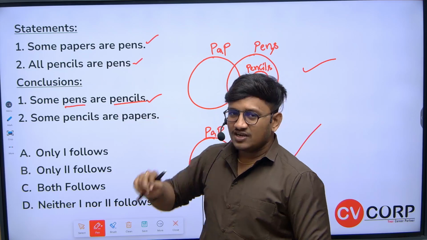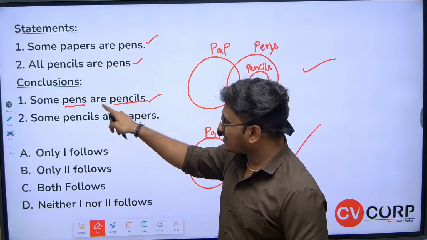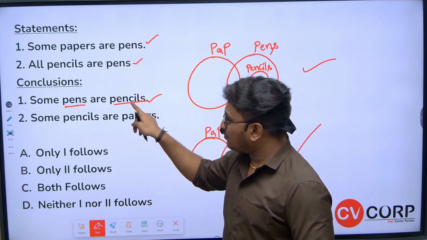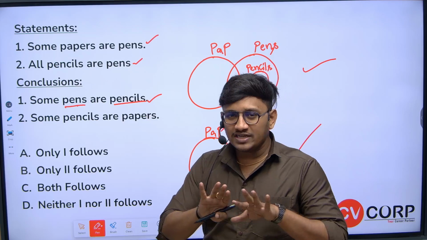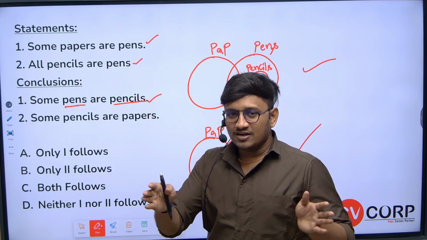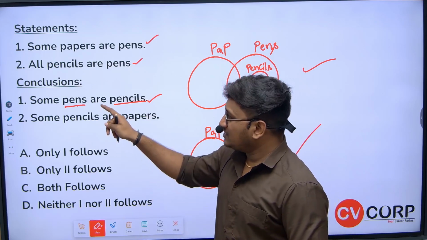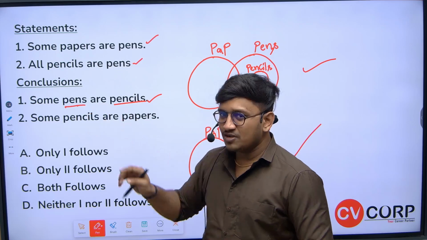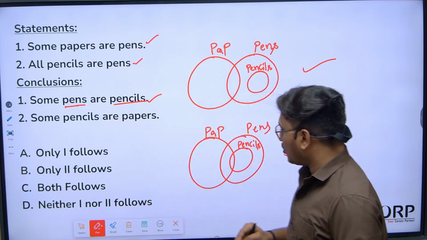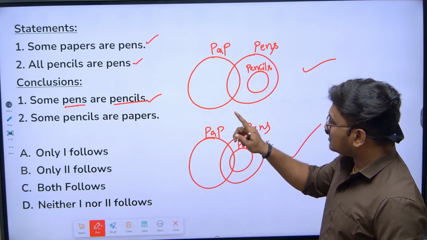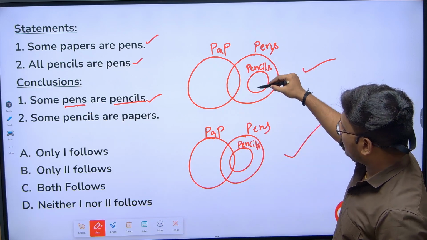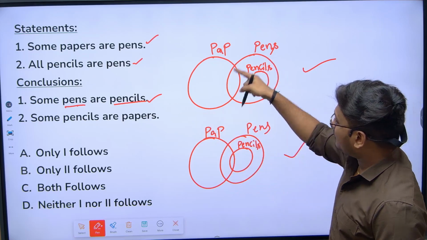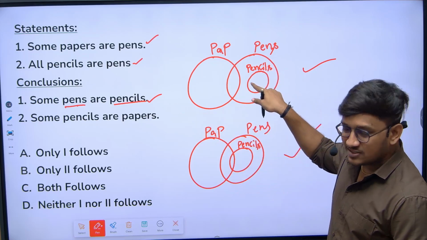Pencils and pens. Now when you want to prove this conclusion wrong, the pens and pencils circles should not intersect or touch each other. So is there any possibility that we can make the pencils and pens circles not touch each other? Now just observe, pencils and pens. No. Here, some pens are pencils, means some part of pens is occupied by pencils.